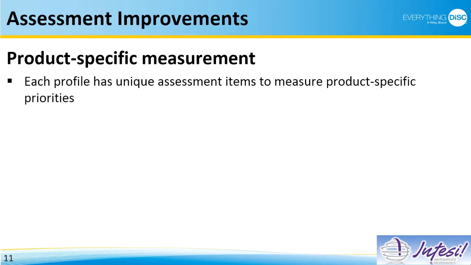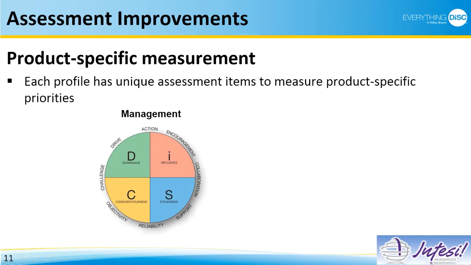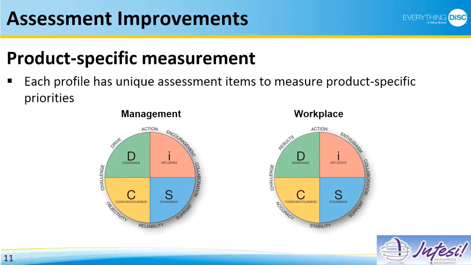Each product in the Everything DiSC line has its own set of priorities that have been validated for the application that it addresses. For example, the D location in management reflects the priority of drive. The same location in workplace reflects results. These are both D priorities, the same location on the DiSC map, but they are D in different contexts. So unique response items have been added to a profile's assessment as another way of improving precision and accuracy of the measurement.